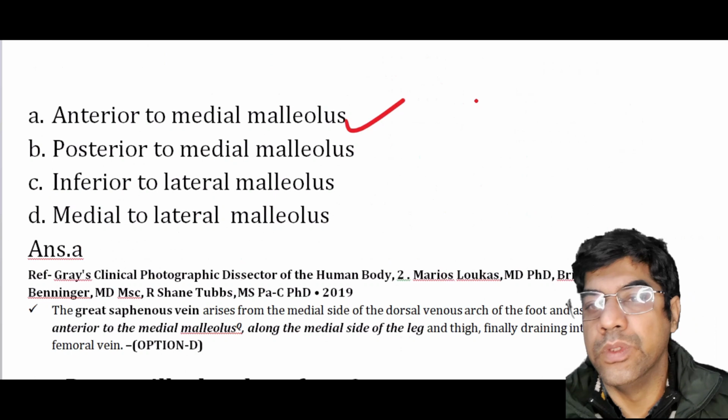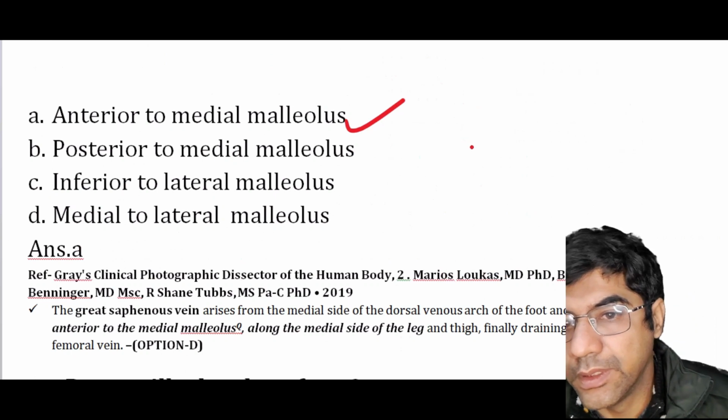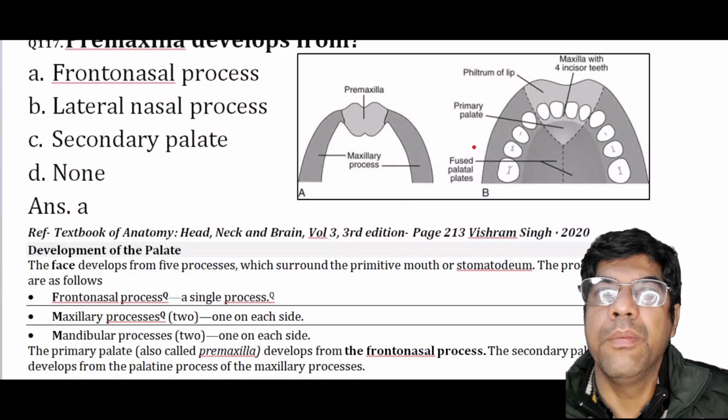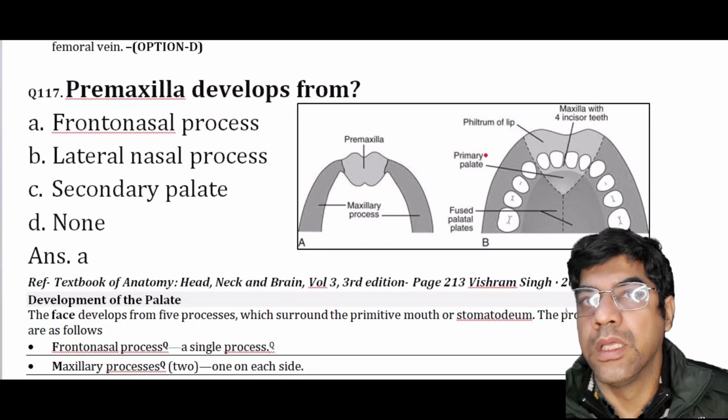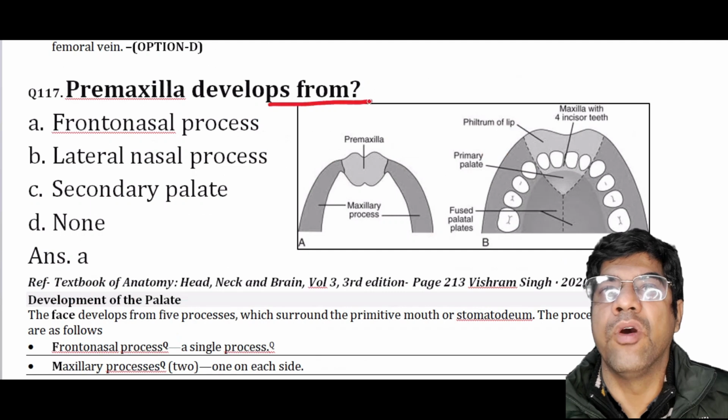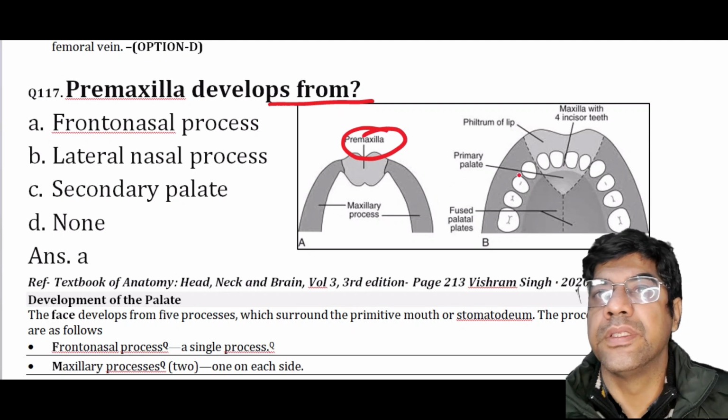Or anterior to the medial malleolus. Coming to the next question, the premaxilla, it develops from the frontonasal process.